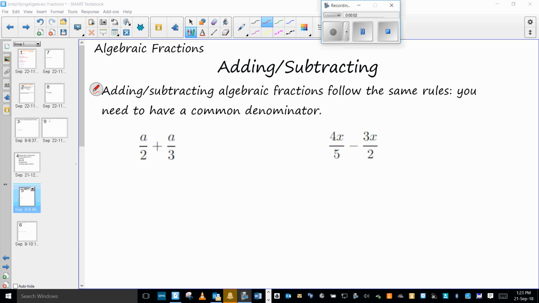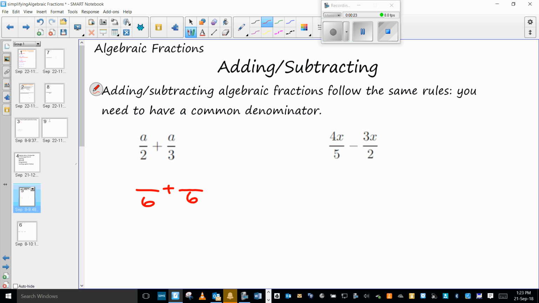Fractions, the same rule applies when we're doing algebraic fractions compared to any fraction. In order to add and subtract, we said that we need to have the same denominator. At the moment I have a 2 on the bottom and a 3. What number am I going to make them both? The easiest thing is a 6 and a 6.